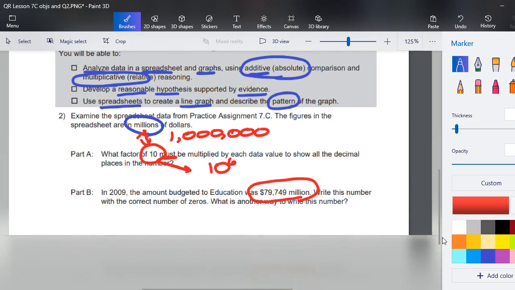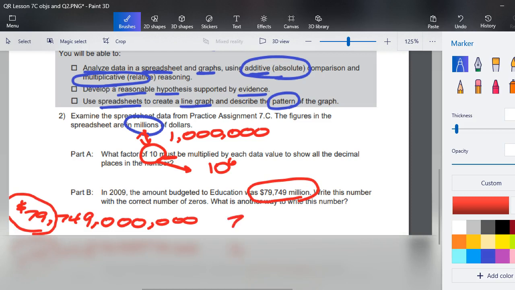So for the correct number of zeros, I'm going to start over here with my 79,749. I can multiply this by a million. I can multiply it times 10 to the 6th power. I can also do a little cheating here and just say that means we're going to have 6 more zeros. So this is a way to write this number with the correct number of zeros. What's another way to write this number? And we've got the million one. Let's go ahead and use the front part. We could also write this as 79, and then with 9 zeros or 9 places, 9 represents billion.